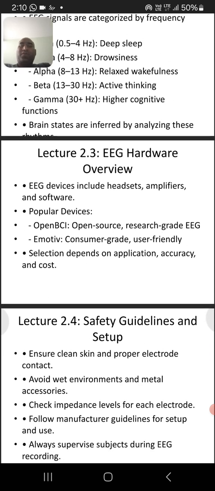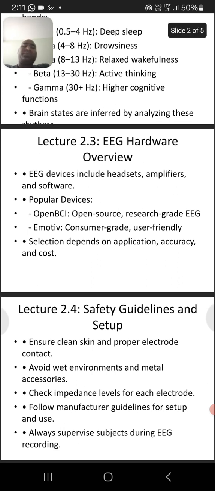And the hardware used to capture the EEG signal is EEG devices, which are headsets or amplifiers, and software. Popular devices are OpenBCI, which is an open source, research grade EEG, and Emotiv, a consumer grade, user friendly EEG device. The selection depends on the application, accuracy and cost. So those are the major things we take into account: the application, the accuracy of the device's functioning, and the cost of the device. Everything you have to take into consideration, and then you choose a particular OpenBCI device, Emotiv device or EEG headset.